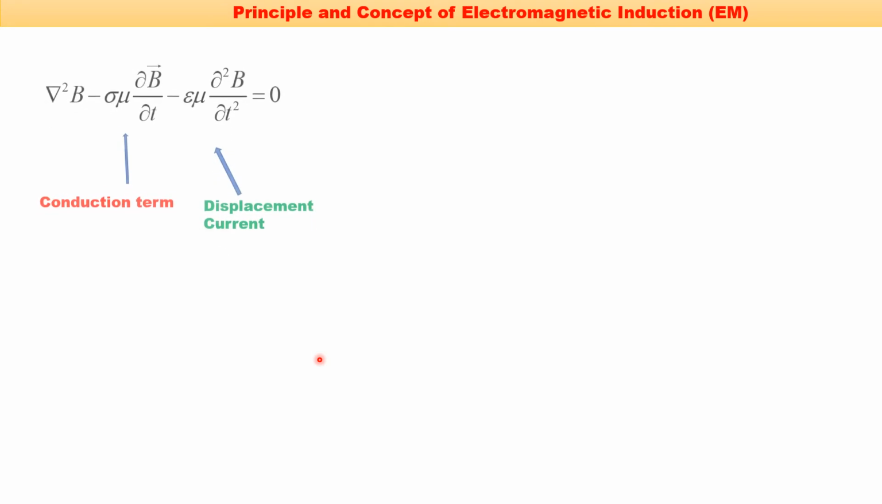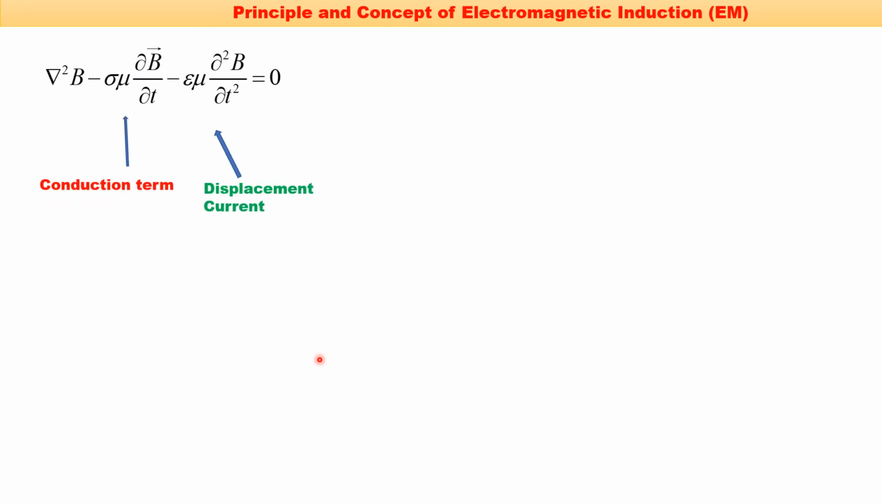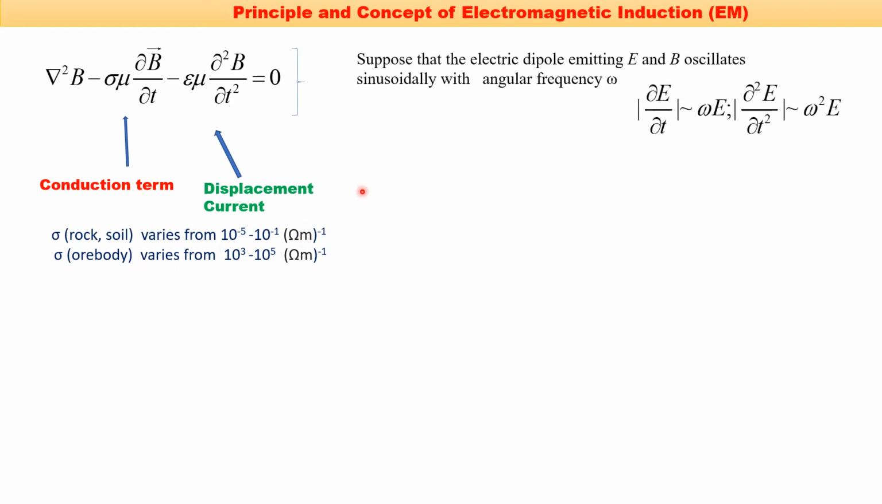Now let's move to the application part. Until now we have discussed only the theory and the physics of electromagnetic waves in the conducting medium. That is a much-needed prerequisite to understand things in the real field of geophysics. So this is the conduction term, and this is the displacement term. In practice, the conductivity of rock and soil is very low. This is the range, and for an ore body, as you can see in any standard textbook, it is 10^3 to 10^5 ohm meter inverse. Ohm meter is the unit of resistivity, and its inverse is the unit of conductivity. So for an ore body this is very high.